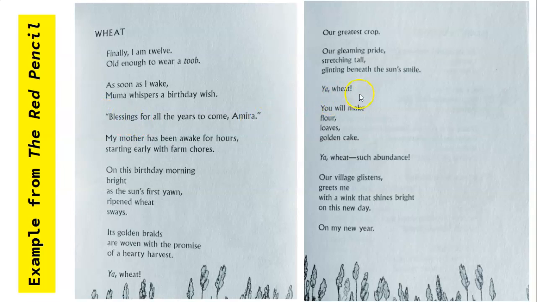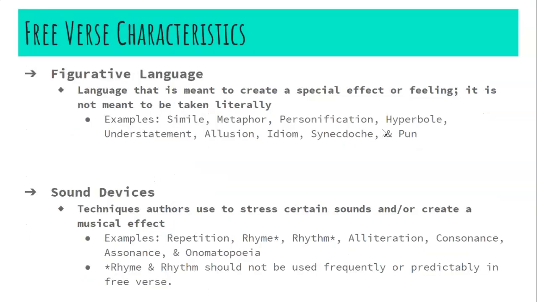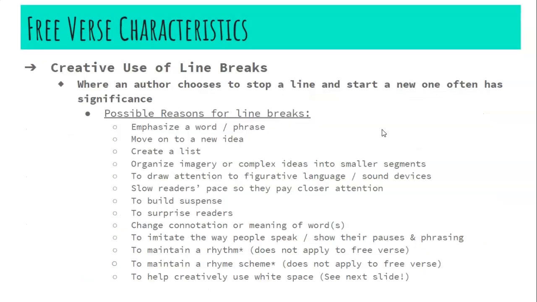Or it might be a situation where the author is creating some sort of list. That's another possibility. So here you have flour, loaves, golden cake. They're breaking these up onto a line each by themselves to make it look a little bit like a list for you, but also help you focus on those different possibilities of what wheat could be used to make. It might be to organize imagery or complex ideas into smaller segments, okay, or even to draw your attention to that figurative language or sound device that is being used.